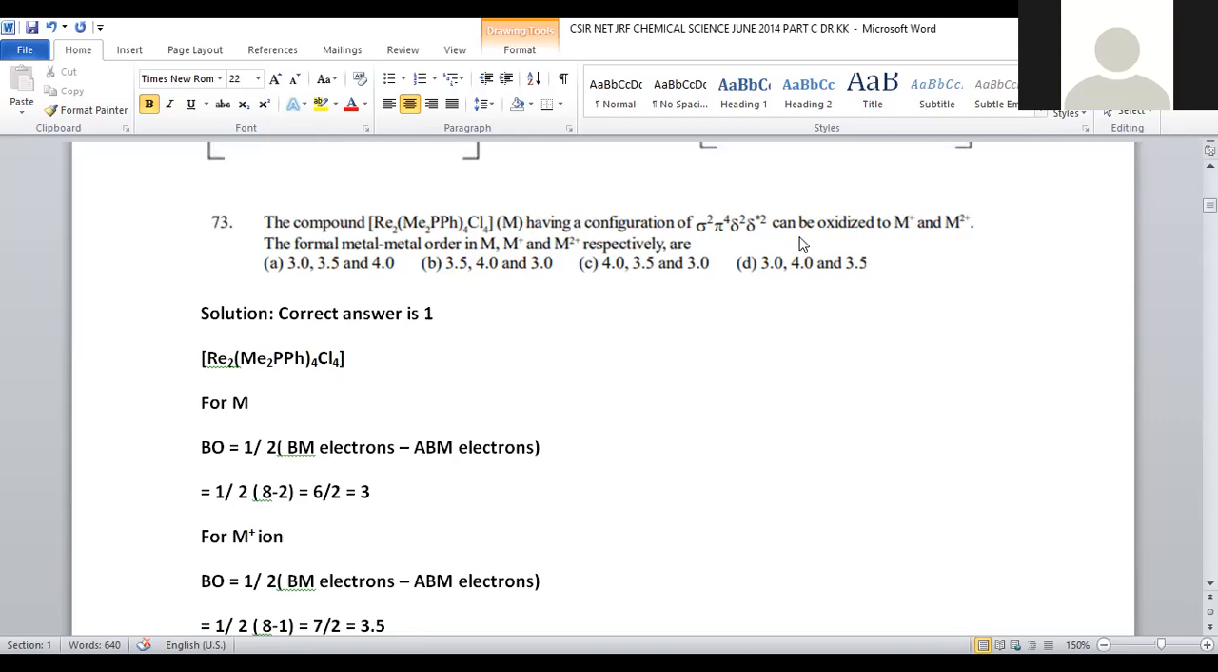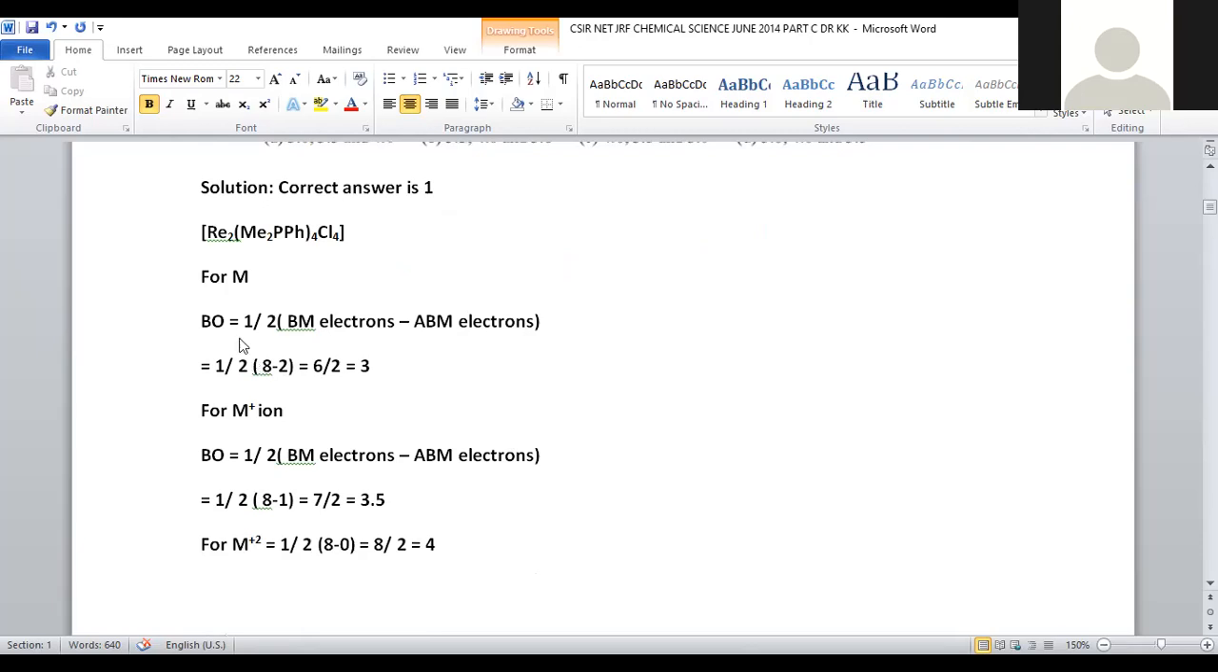Right, here the electronic configuration is provided. This is a kind of rhenium system, right? For this rhenium system, the electronic configuration is in accordance with molecular orbital theory. The electron configuration is given, and what we have to predict is the metal-metal bond order. We already know the bond order formula. What is the formula? Half into electrons residing in the bonding molecular orbitals minus electrons residing in the anti-bonding molecular orbitals, right?